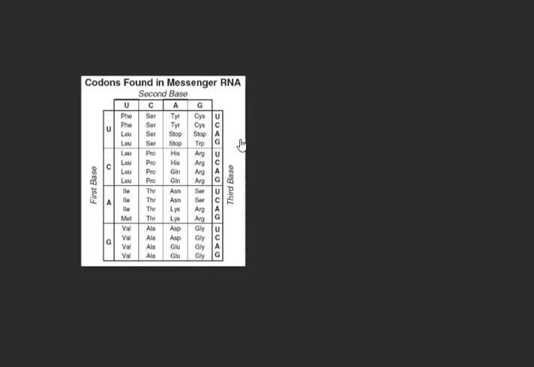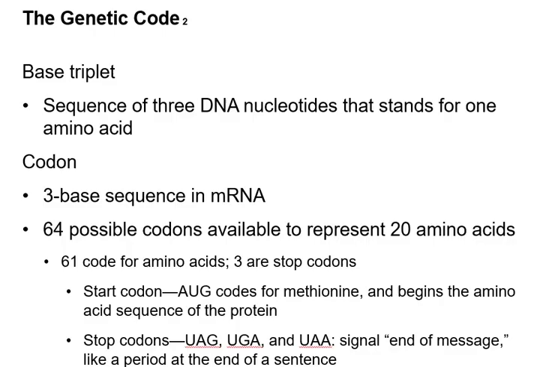This is the way you almost always see it put in a textbook, in a table form instead of that circular form. So you start with a U, and your second one is a U, and then your third one is a U, it's cysteine, and so on. So you can read first base, second base, and then go over and pick the third base, and it'll tell you which of the amino acids it's going to code for.